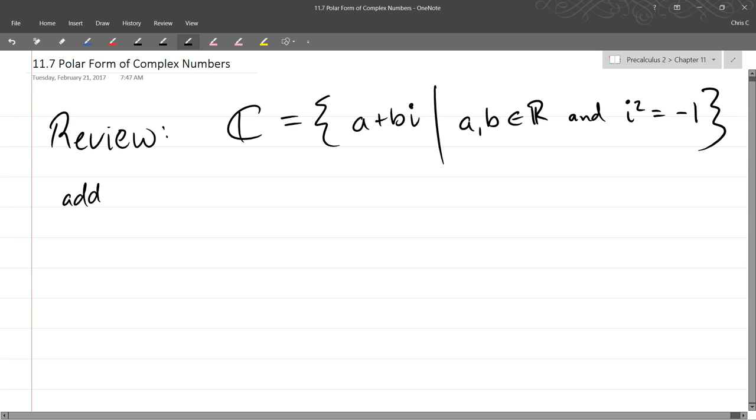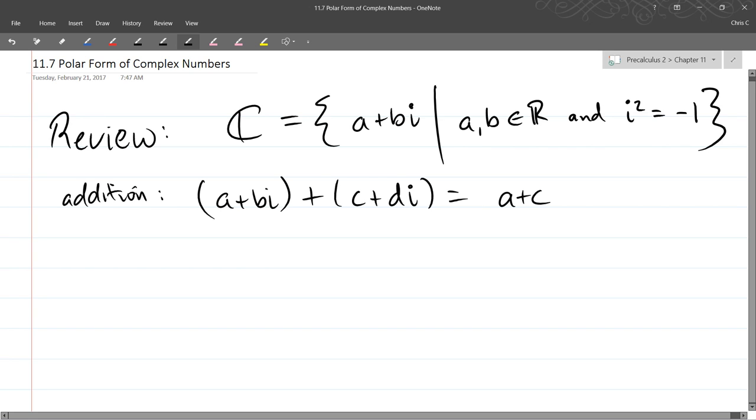And addition. So we have a plus bi and c plus di. You just combine like terms. There's really nothing difficult to addition. You just add the a and the c, the real parts, and you add the imaginary parts, bi plus di. You can group them together. That's all there is to addition. Pretty straightforward.